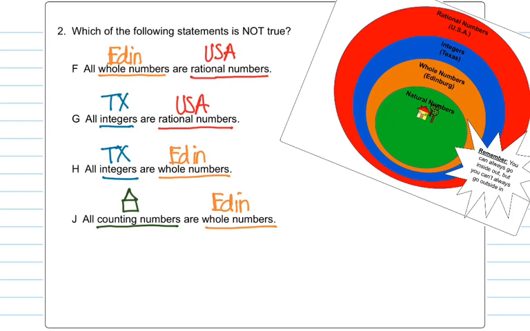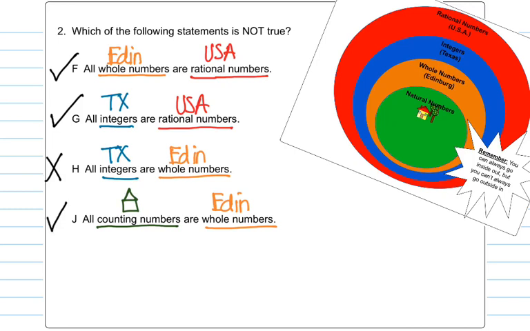So now let's relate this to real life. For answer choice F, all of Edinburgh is inside of the United States. Well, that is true. Answer choice G, all of Texas is inside the United States. That is true. Answer choice H, all of Texas is inside of Edinburgh. That is not true. And then answer choice J, all of your house is inside of Edinburgh.